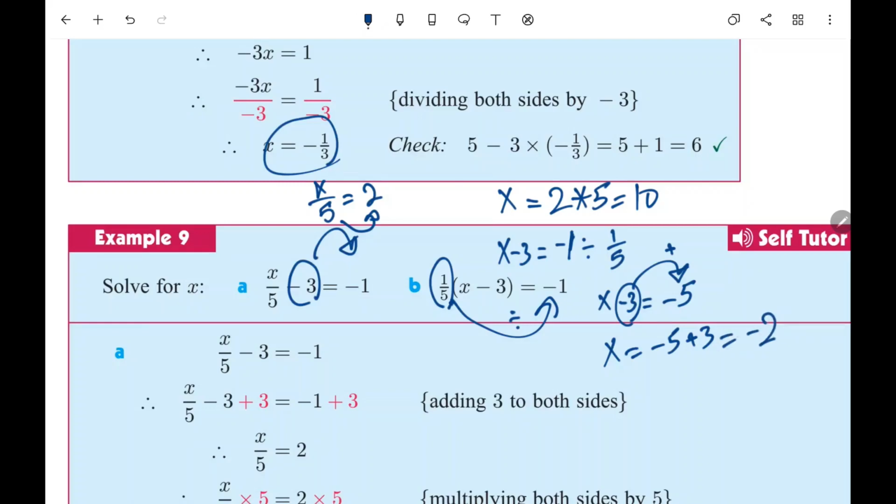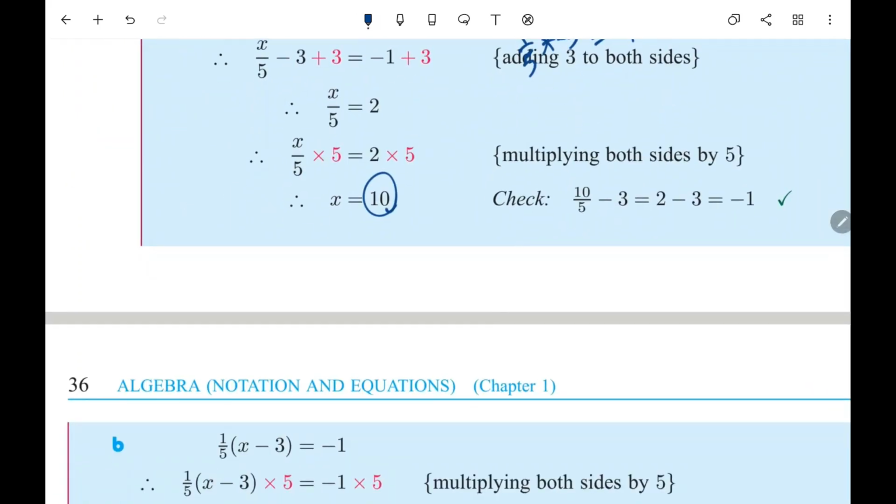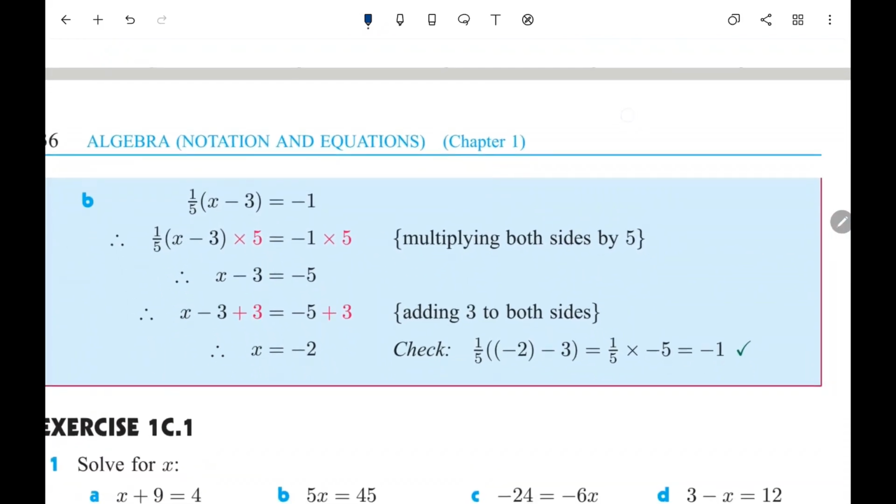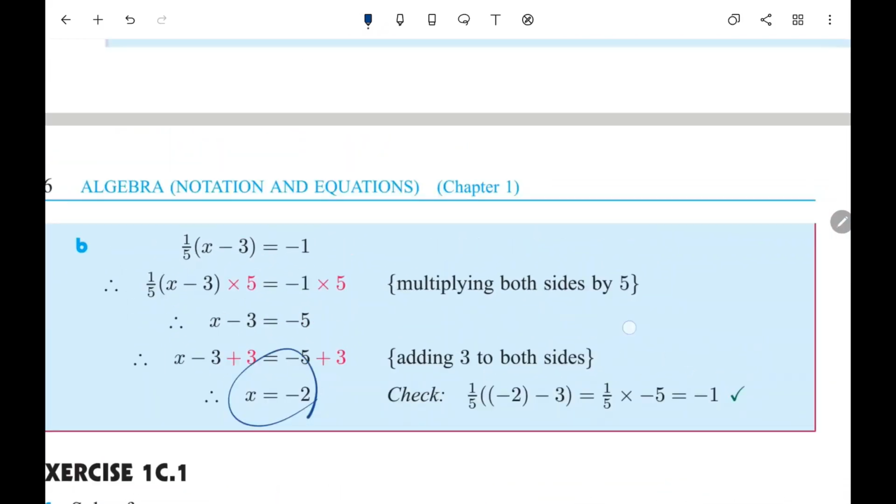Let's substitute. Actually, here we have 1 over 5 times negative 2 minus 3. Negative 2 minus 3 will equal negative 5. So one-fifth times negative 5 will equal negative 1. So it's true. Here is negative 2 as we found.